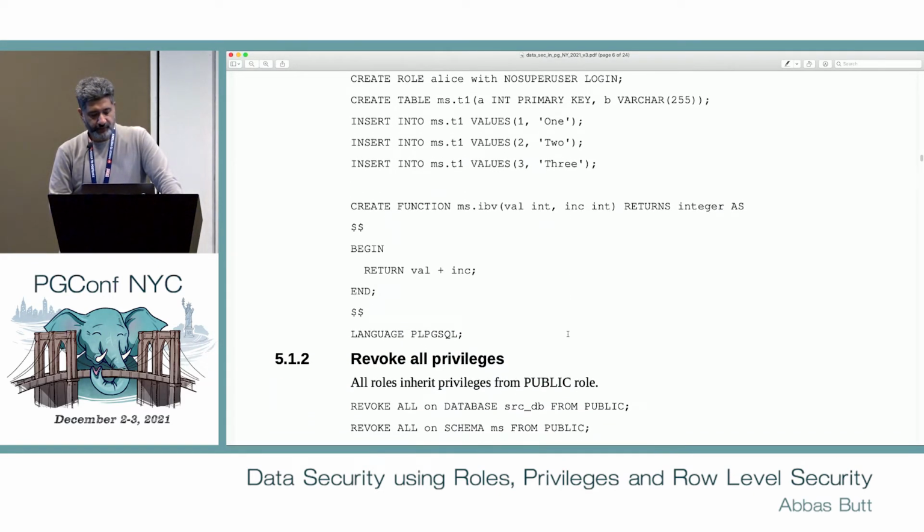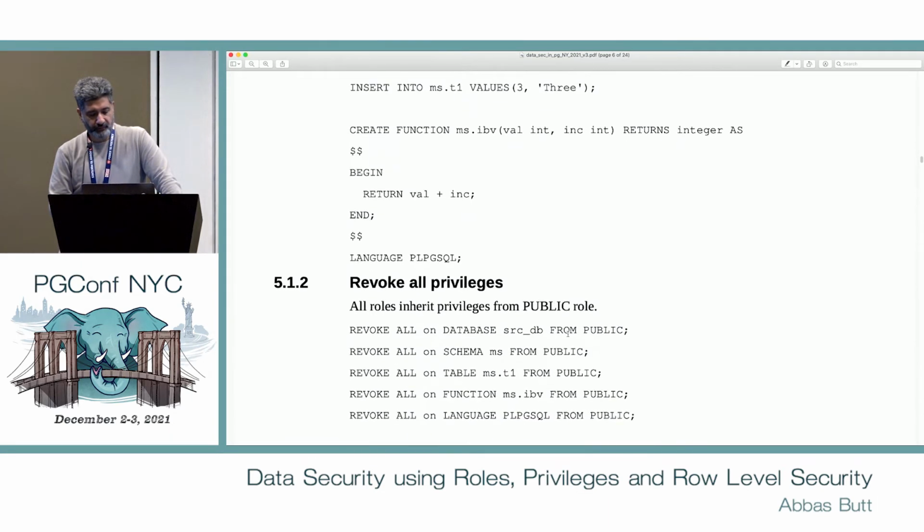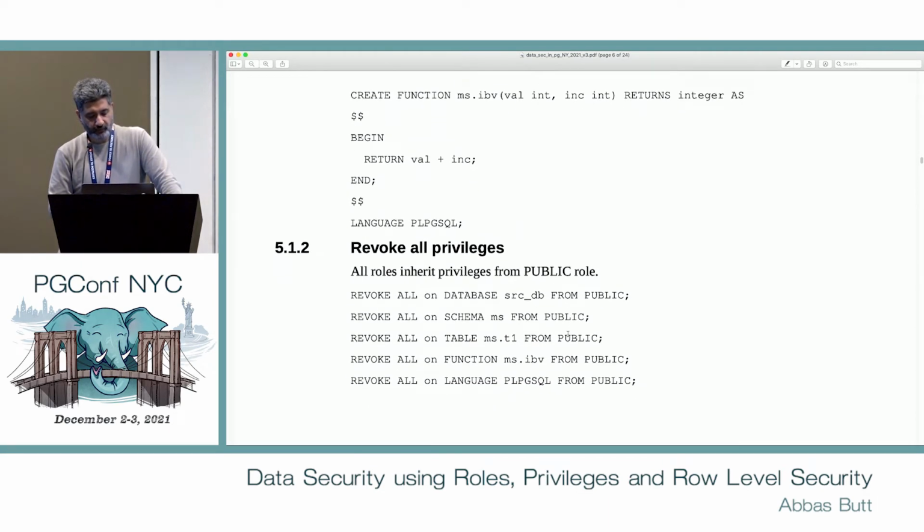Next, the administrator is going to revoke all the privileges from public, because every role inherits privileges from the public role. So what we do is basically revoke all on database from public, on schema, on table, on function, and on language.